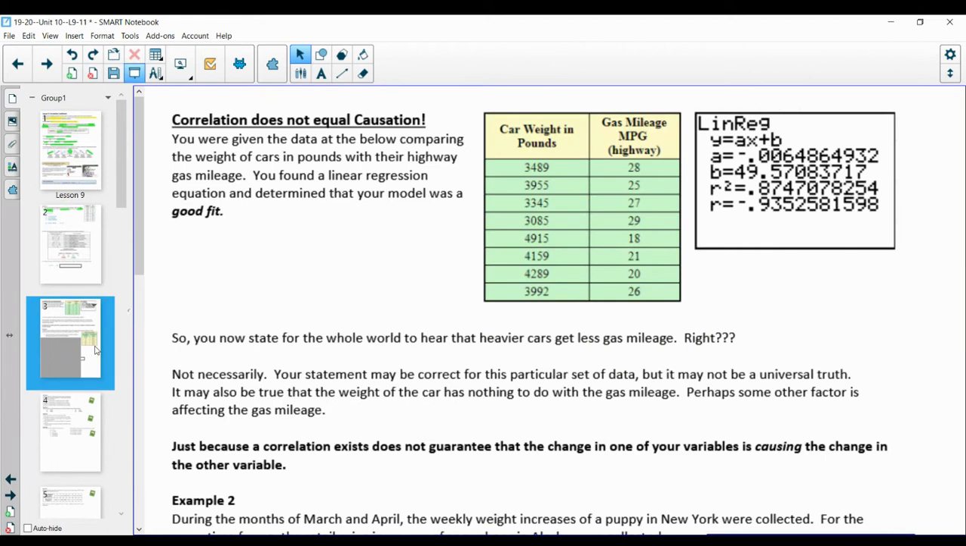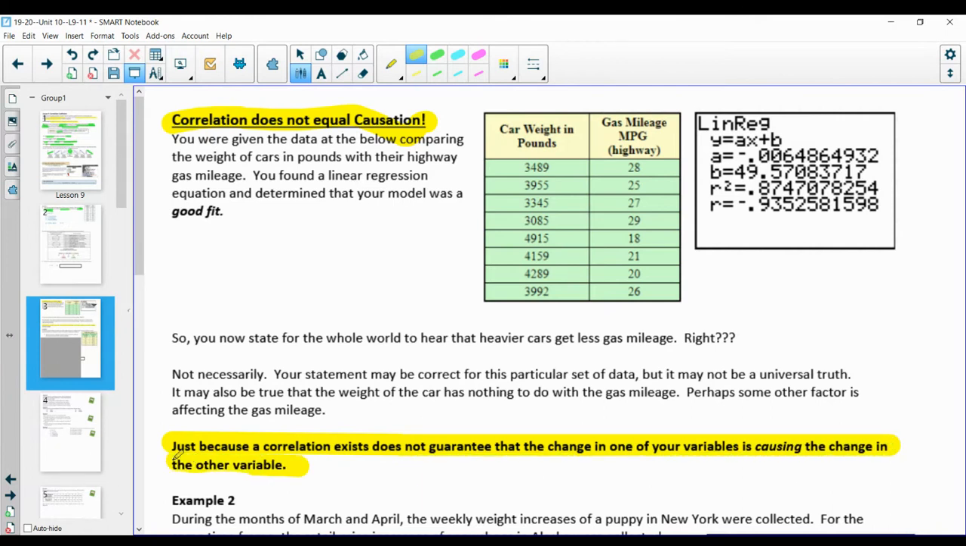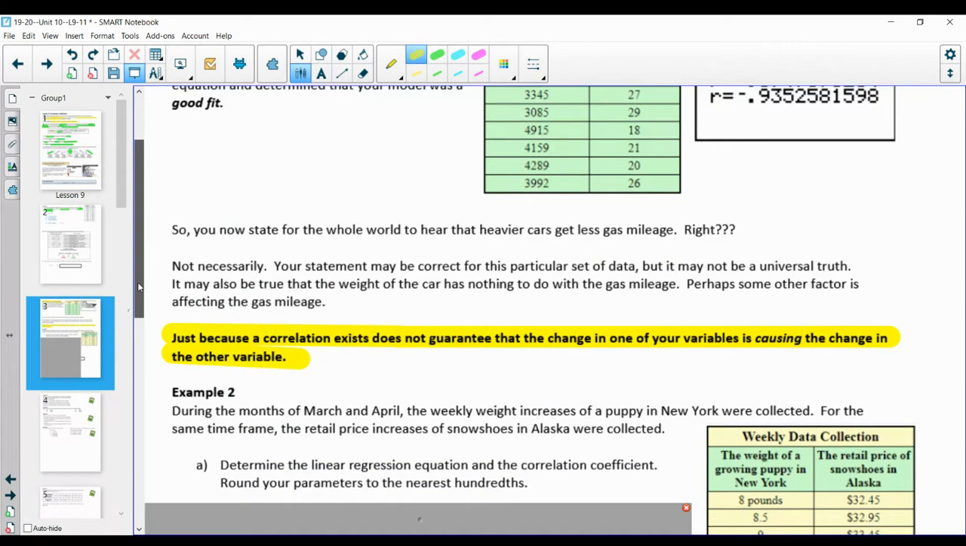Now, just because our correlation coefficient tells us that it's a good prediction, please remember correlation does not equal causation. Okay? That means just because a correlation exists does not guarantee the change in one variable is causing the change in another variable. So correlation does not imply causation. So let's look at what that means in example 2.